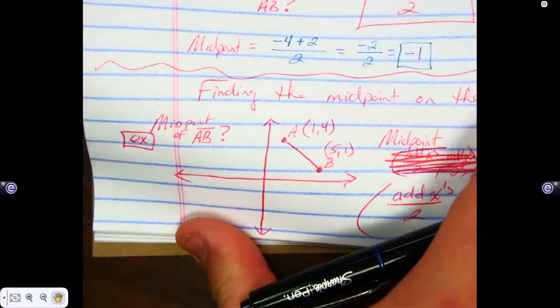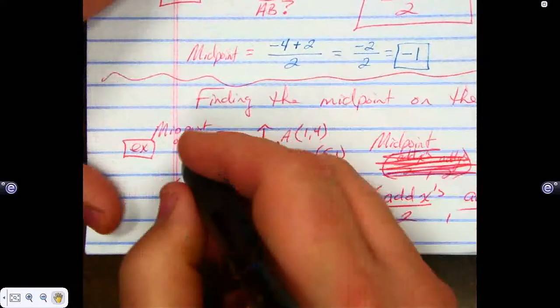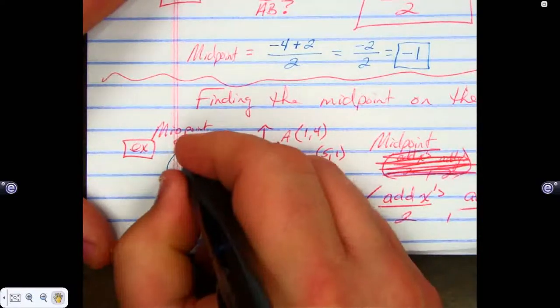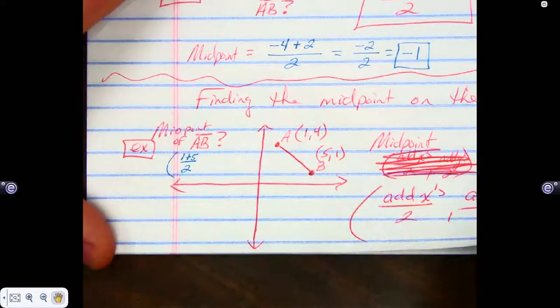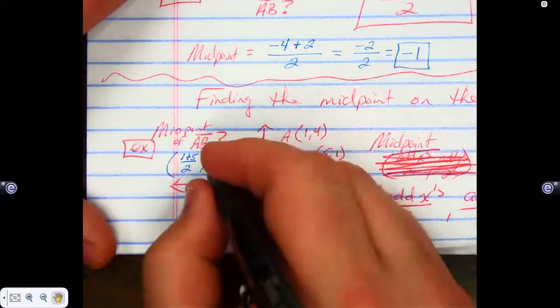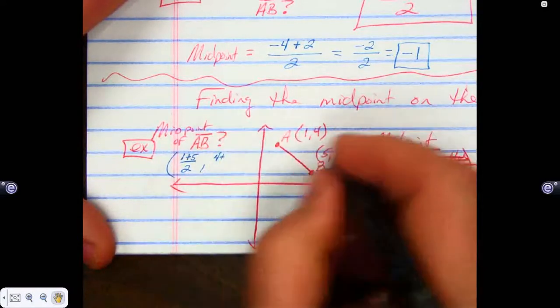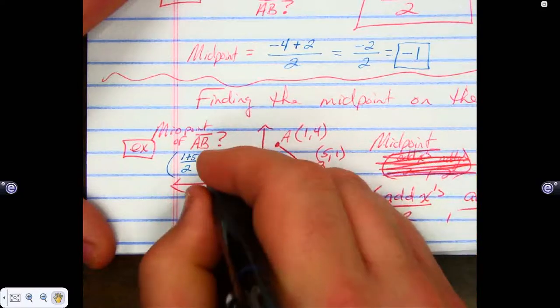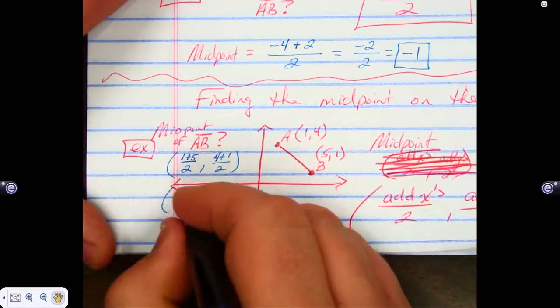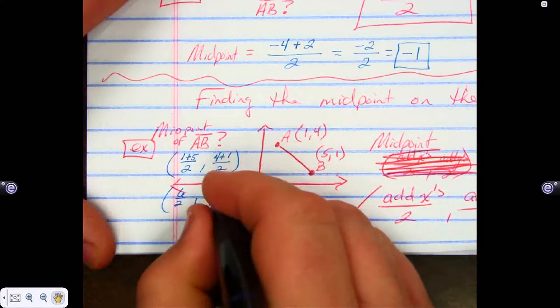Add 1 and 5, divide by 2, and add 4. Add my x's. What are my x's? 1 and what? 5. 1 plus 5 divided by what? 2. How would I find the y? You would do the same with the y's. So it'd be 4 plus what? 1 divided by what? 2. Here you get 6 over 2, comma, here you get 5 over 2.